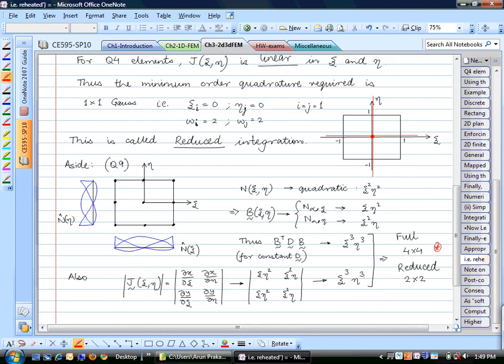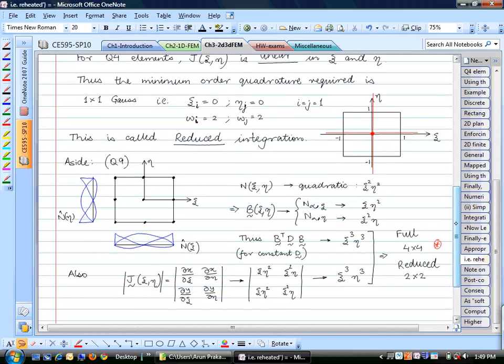Now in some of the books you will see that instead of 4 cross 4, they list the full integration rule as 3 cross 3. But that is also questionable because again, there is no such thing as full integration. These are sort of complicated issues, to decide what is a full integration rule.